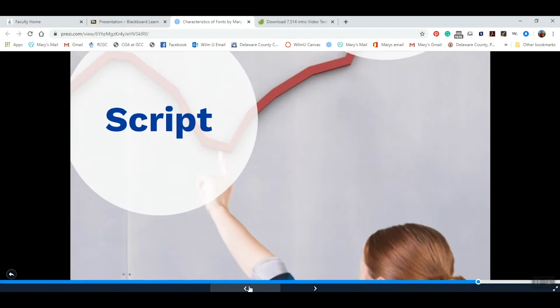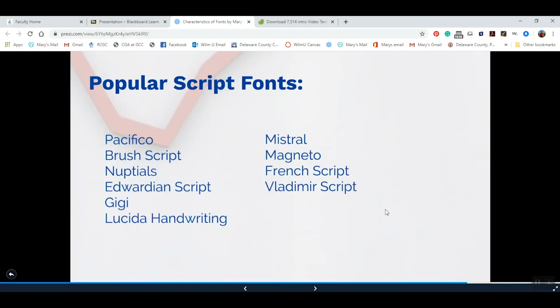Oops, let me go back to that. So here's some popular script fonts that you might have on your computer, and we're going to do an example of this as well.